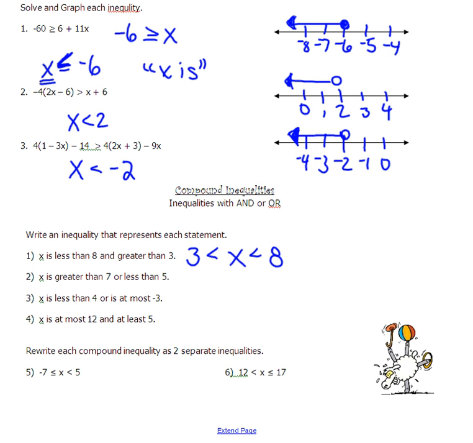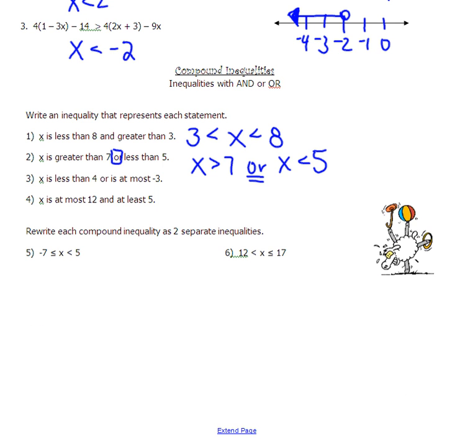If it's an or situation, you cannot use this combined bracket situation. You have to actually use the word or. So x is greater than 7 or x is less than 5 would have to be written like this. It cannot be both, and we wouldn't be able to graph it as both, so we have to use the word or. x is less than 4 or is at most -3. So think about what that really means.